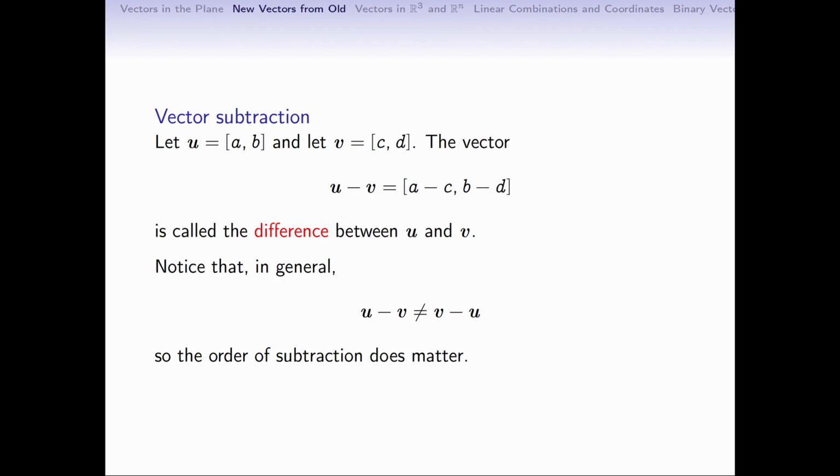And I want you to notice that in general, U minus V and V minus U are not going to be the same thing because there's an order imposed on the subtraction of the components. So in general, we would not expect U minus V and V minus U to be the same vector.